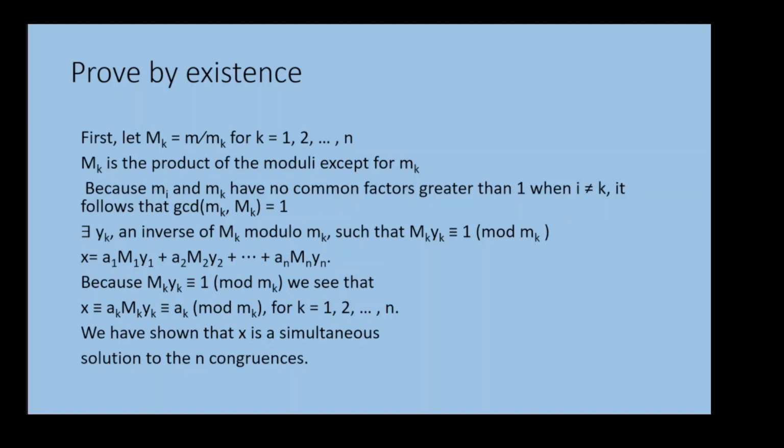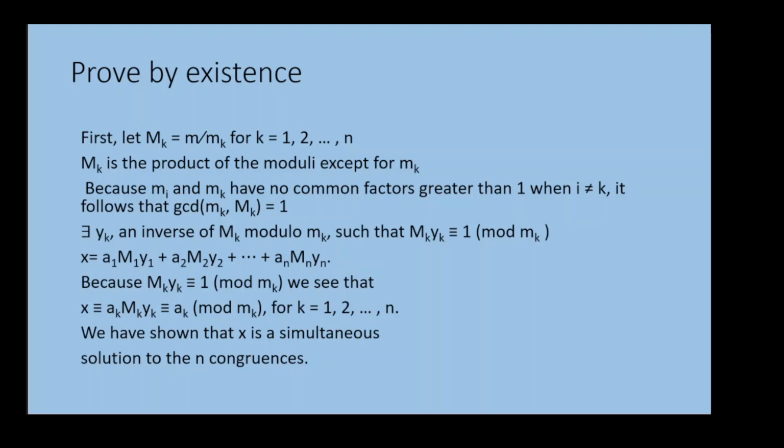First, let M_k equal m over m_k, for k equals 1, 2 to n. M_k is the product of the moduli except for m_k. Because m_i and m_k have no common factors greater than 1 when i is not equal to k, it follows that the GCD of m_k and M_k is equal to 1. Therefore, there exists y_k, an inverse of M_k modulo m_k, such that M_k y_k is congruent to 1 mod m_k.